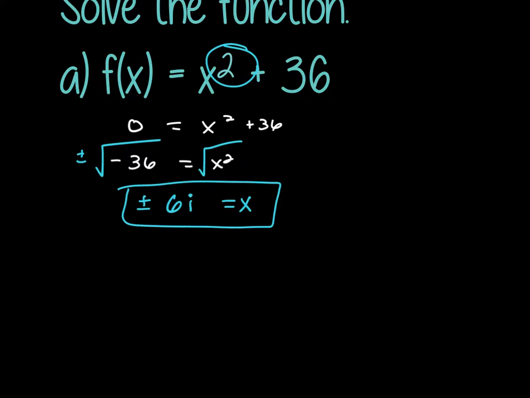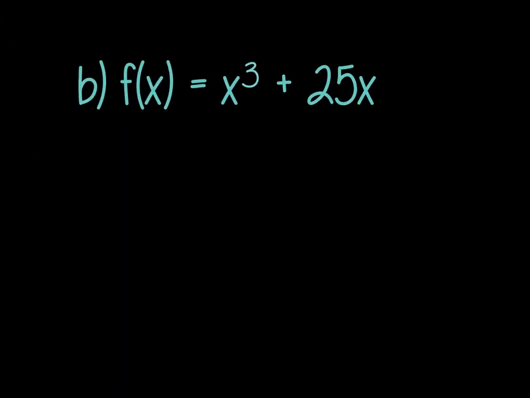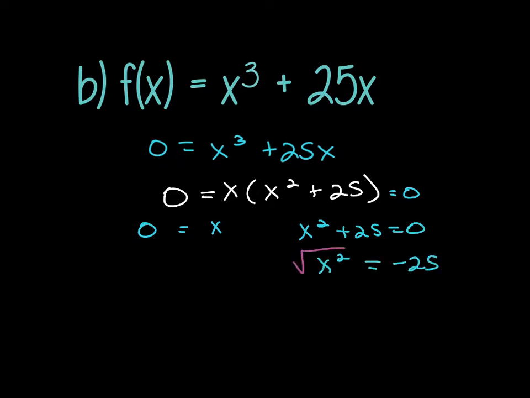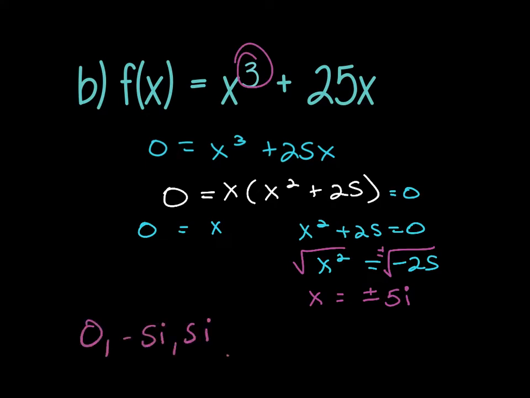Questions on that one? Okay, B, f of x equals x to the third plus 25x. So I get 0 equals x to the third plus 25x. Where do I start there? Take out an x. Good. Can't factor it any further, but I can split it and solve it. So I get x equals 0, x squared plus 25 equals 0, x squared equals negative 25, square root both sides, plus and minus 5i. Again, highest exponent is 3, and I have 3 roots. Still with me?